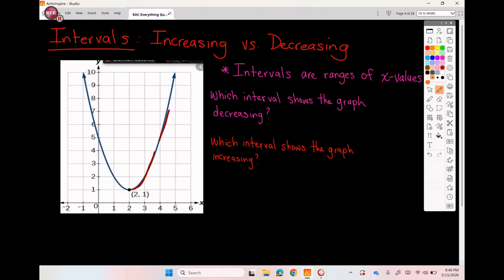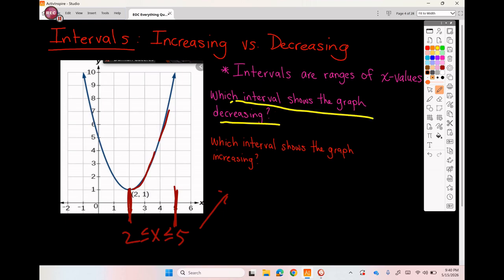That's what an interval is, a section of x values. So between 2 and 5, what happens to this graph? That's what they're asking here. So, pretty simple concept. Let's get these 2 questions answered and move it along. Which interval shows the graph decreasing? So in this case, it's not going to be between 2 numbers.